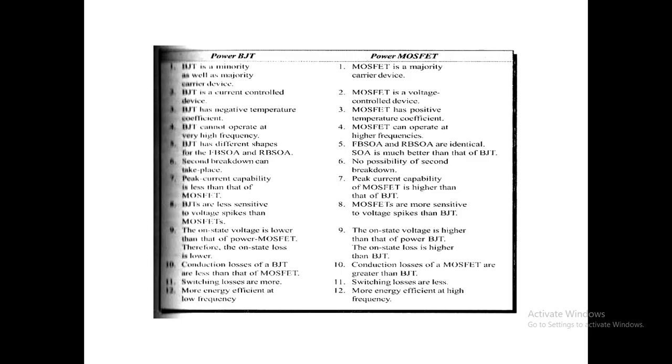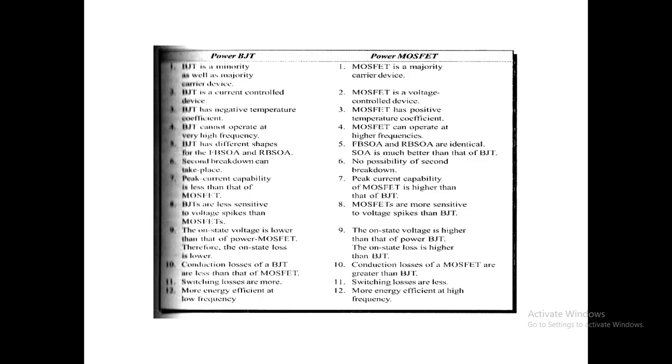BJT is less sensitive to voltage spikes than MOSFET. MOSFETs are more sensitive to voltage spikes than BJT. The on-state voltage of BJT is lower than that of MOSFET, and therefore on-state losses are lower. The on-state voltage of MOSFET is higher than that of power BJT, so the on-state losses are higher when compared to BJT. On comparing on-state losses, BJT has less conduction loss, and MOSFET will have higher conduction loss when compared to BJT. Conduction losses of BJT are less than that of MOSFET, and conduction losses of MOSFET are greater than that of BJT.